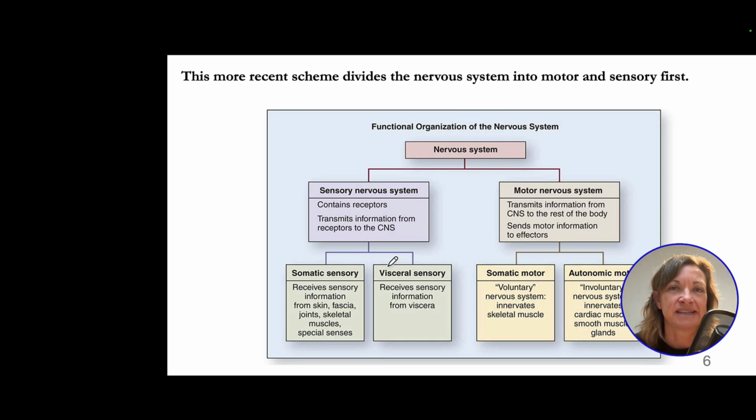This is a more recent scheme, and it divides the nervous system, that's the peripheral nervous system, into motor and sensory first, right? So I would call this peripheral nervous system here. They've called it nervous system, but that's fine. And so we've got the sensory system and the motor system, transmits information to CNS, sends information from CNS. And then in each category, they've split somatic and visceral, right? It's just another type of functional classification.